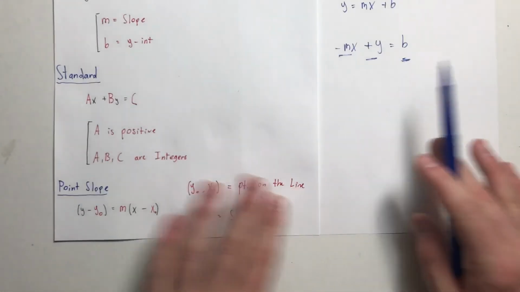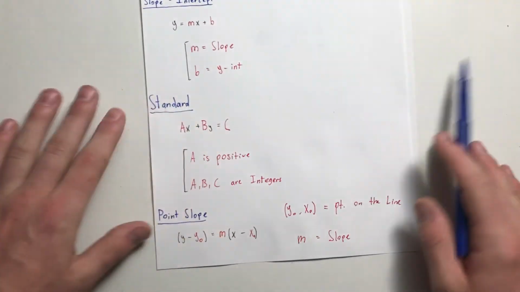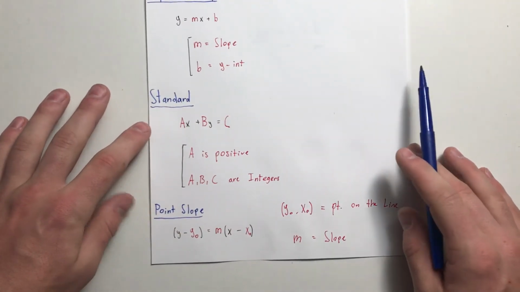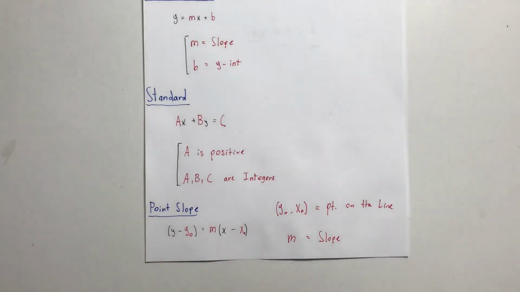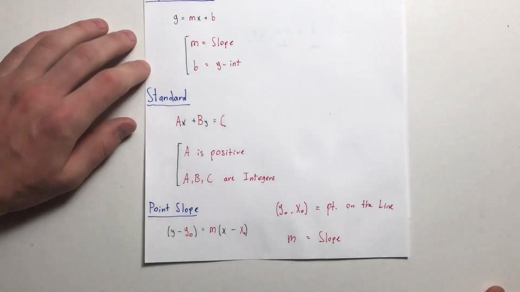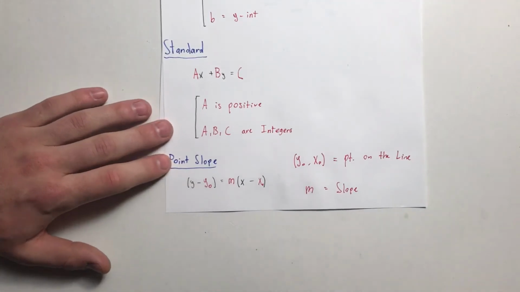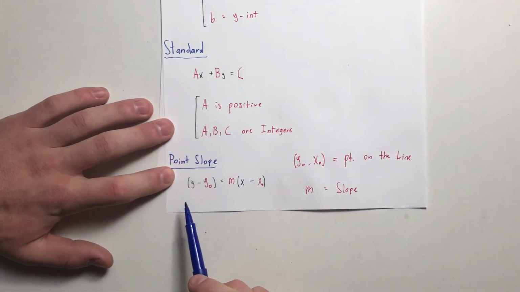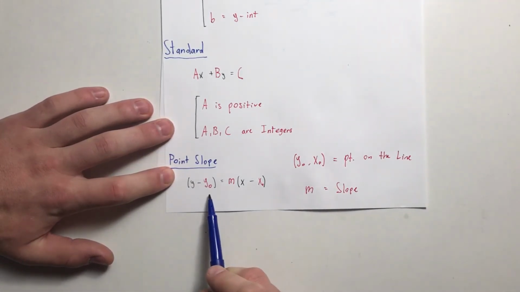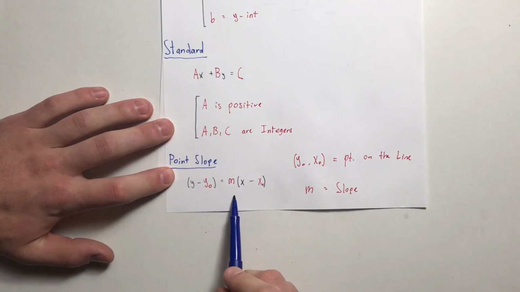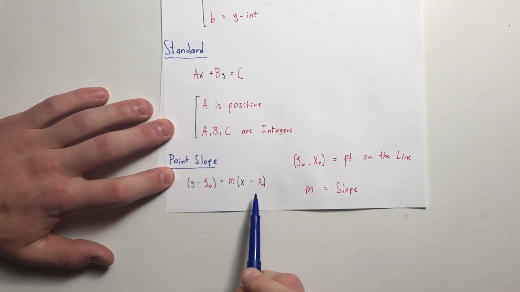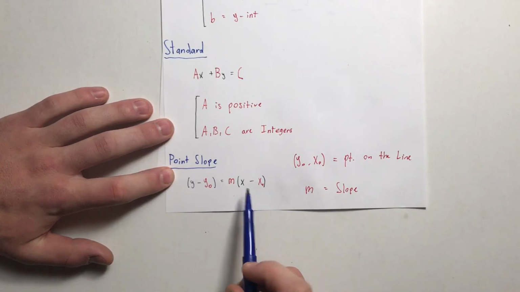However, point-slope form, while there are some connections between point-slope form, slope-intercept, and standard form, I like to think of point-slope form as kind of a separate form. Point-slope form is also, after you get it down, probably the easiest form to work with. So point-slope has the form y minus y naught equals m, which is our slope, times x minus x naught.